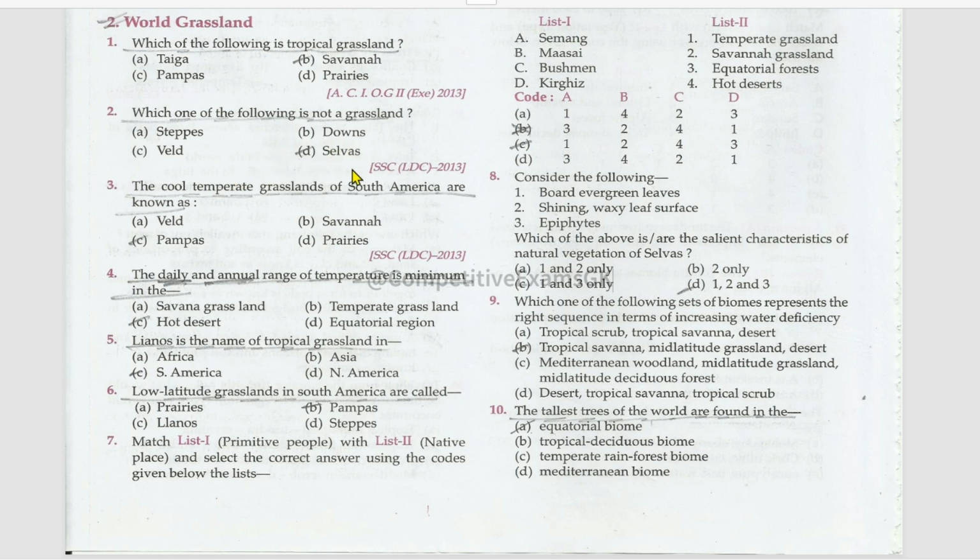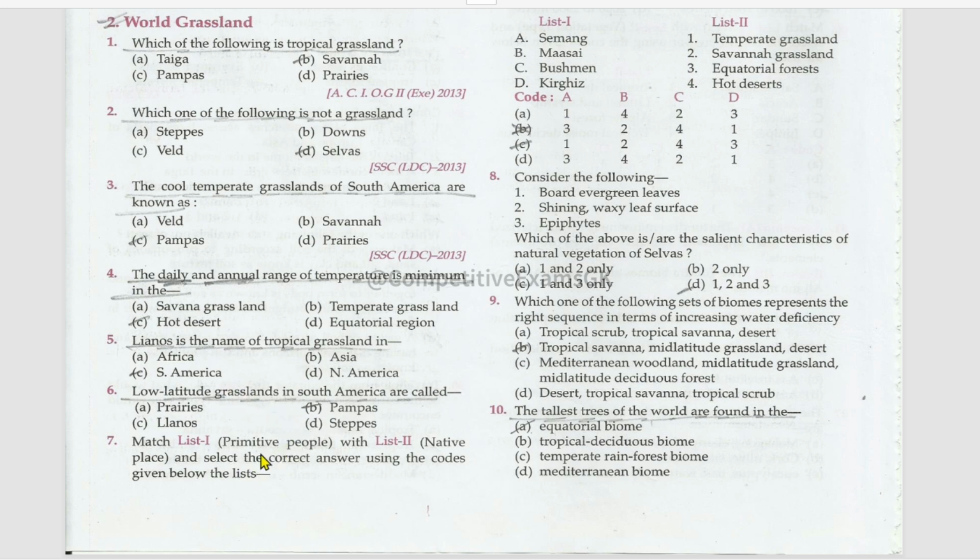Mention what type of land this is in the comments. The cool temperate grasslands of South America are known as pampas. The daily and annual range of temperature is a minimum in the hot desert. Llanos is the name of the tropical grassland in South America. Low latitude grasslands in South America are called pampas.